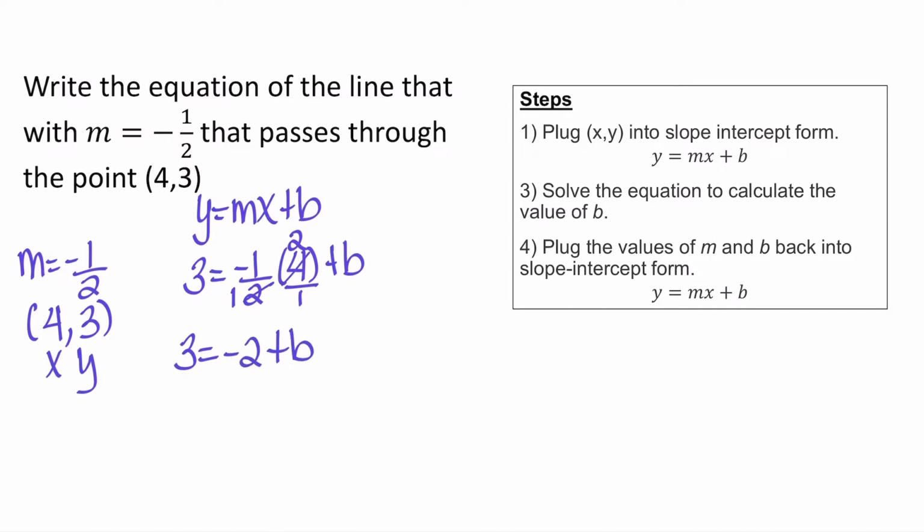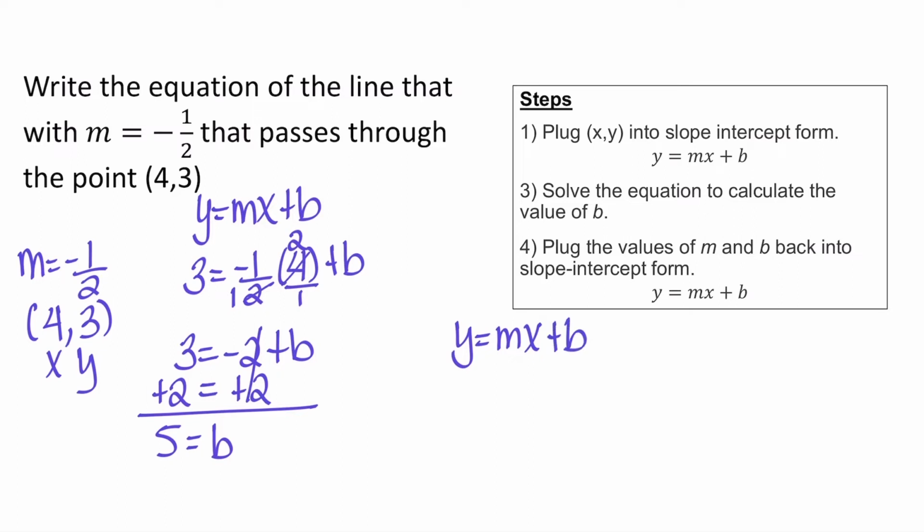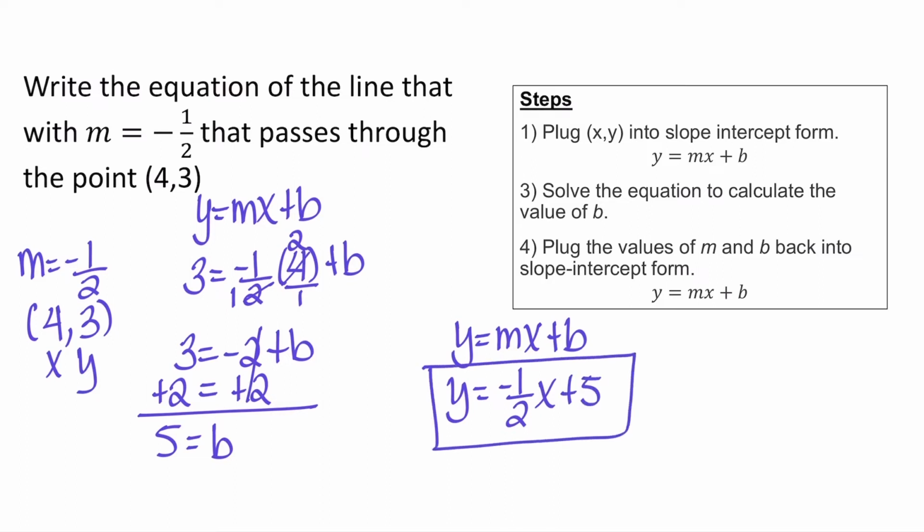Now to get b by itself, I need to do the opposite of negative 2, which is to add 2 to both sides. On the left, I get 3 plus 2, which is 5. Negative 2 and plus 2 cancel, and I have 5 equals b. So when I plug into my equation, y equals mx plus b, I have y equals negative 1/2 x plus 5. And that is the equation of my line in slope-intercept form.